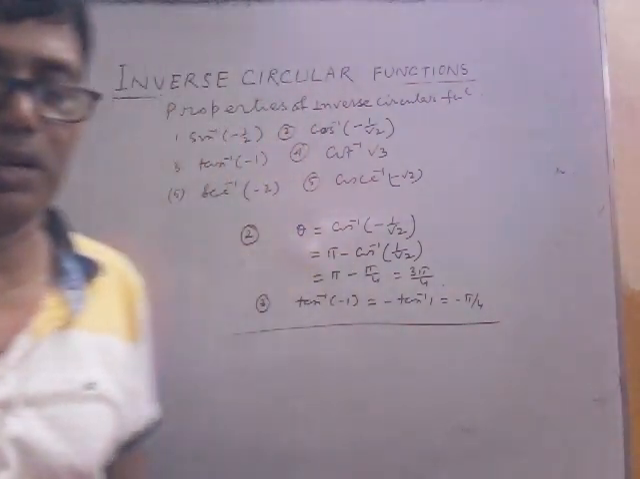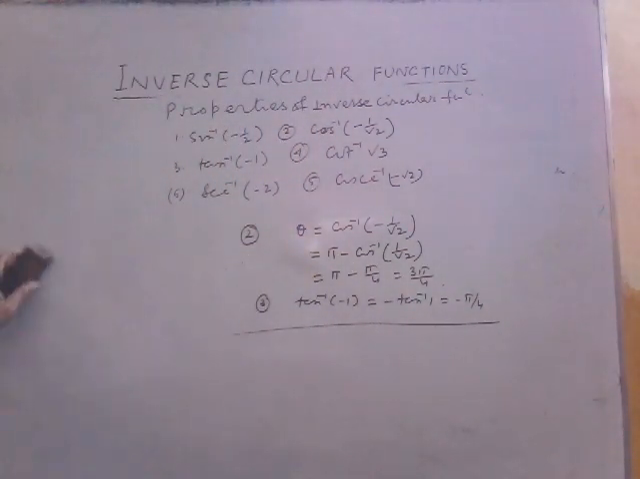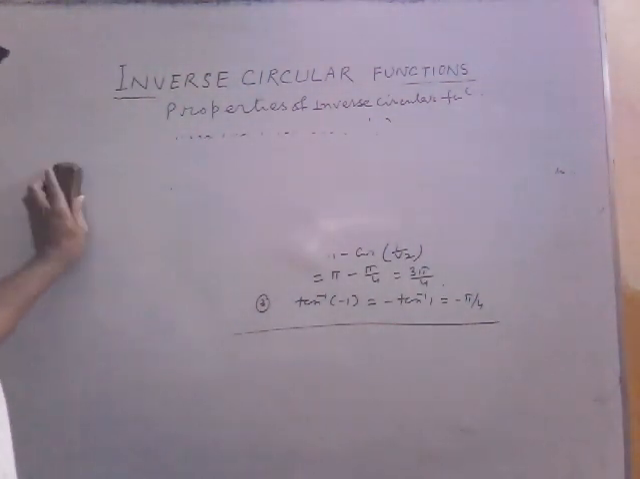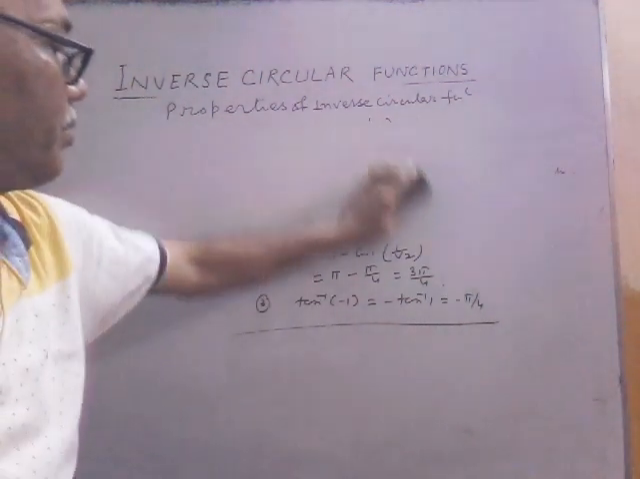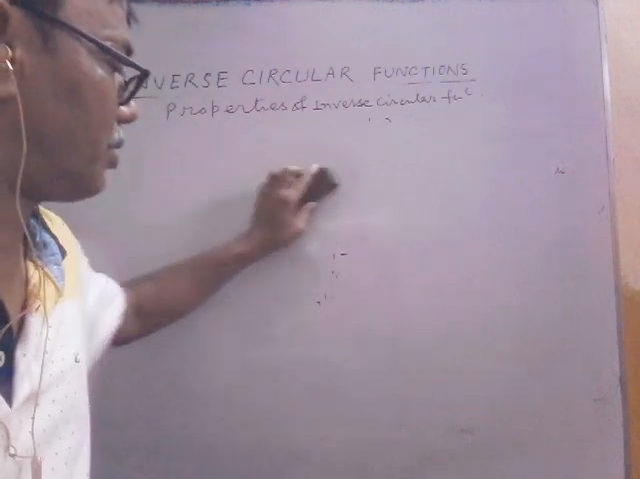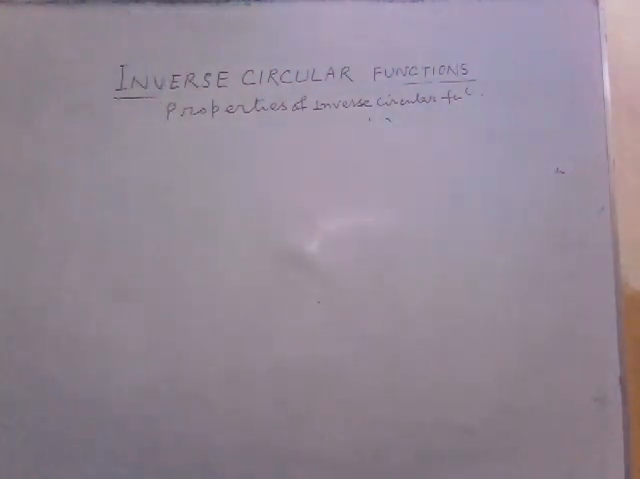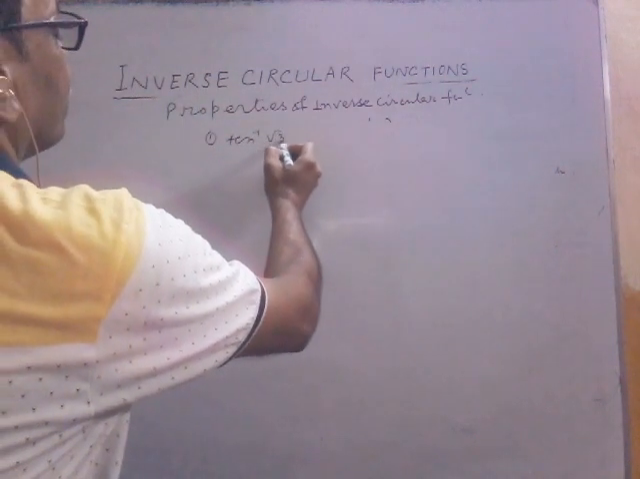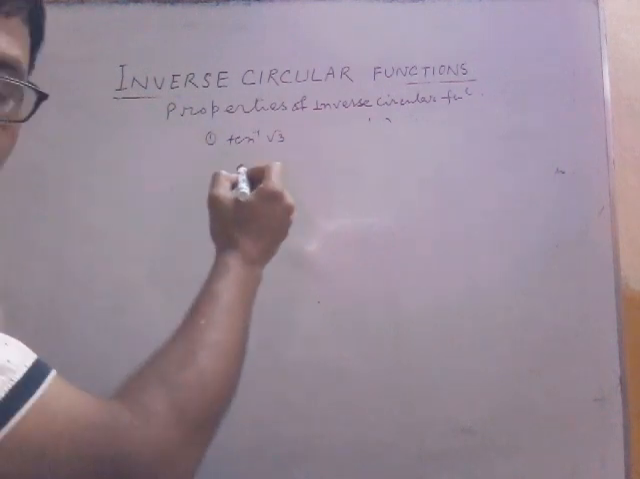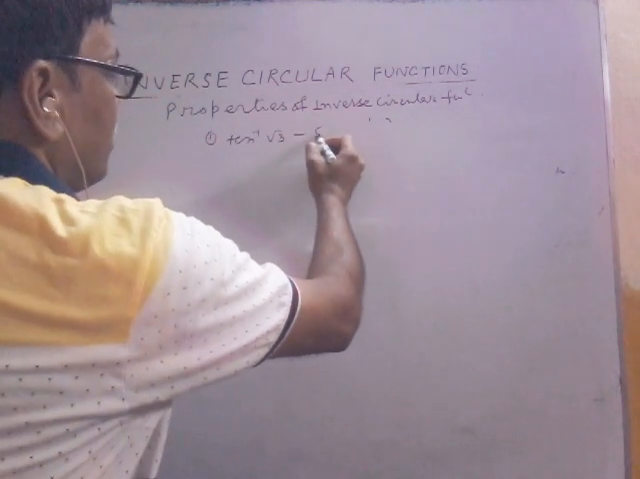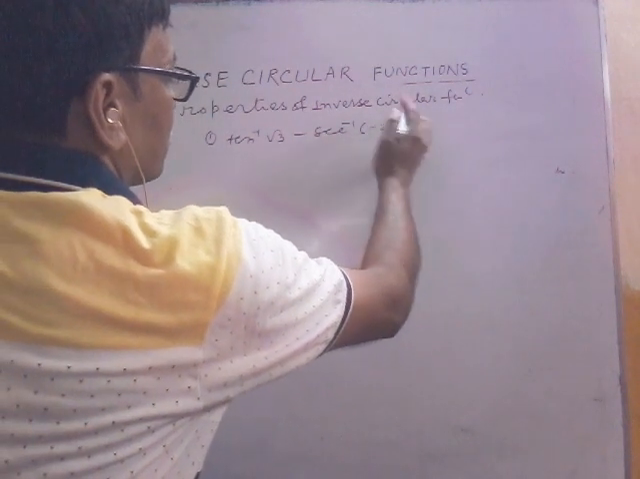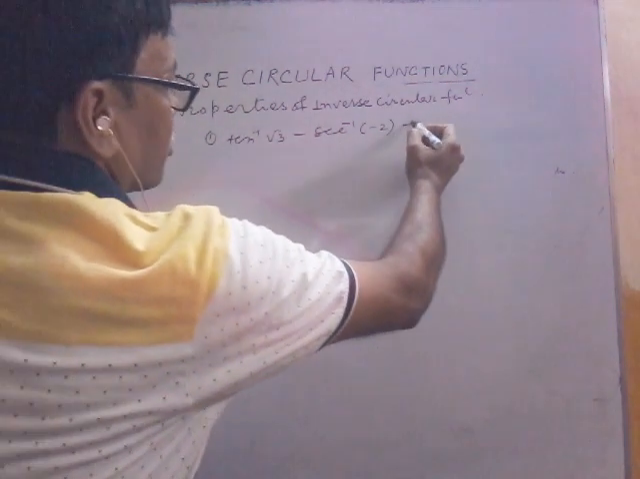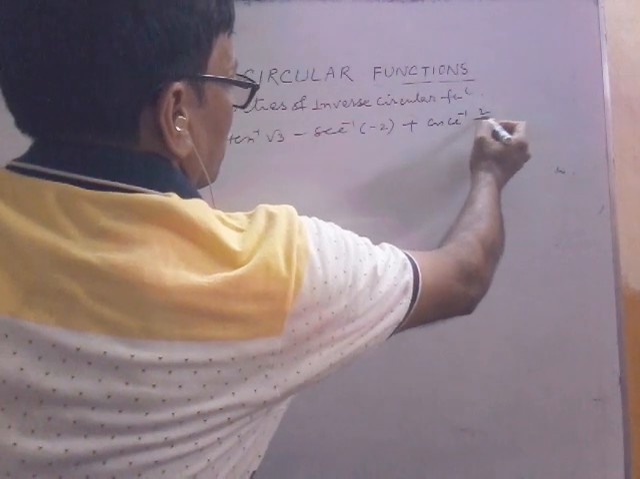So that is the principal value. Now next, evaluate tan inverse root 3 minus sec inverse minus 2 plus cosec inverse 2 by root 3.